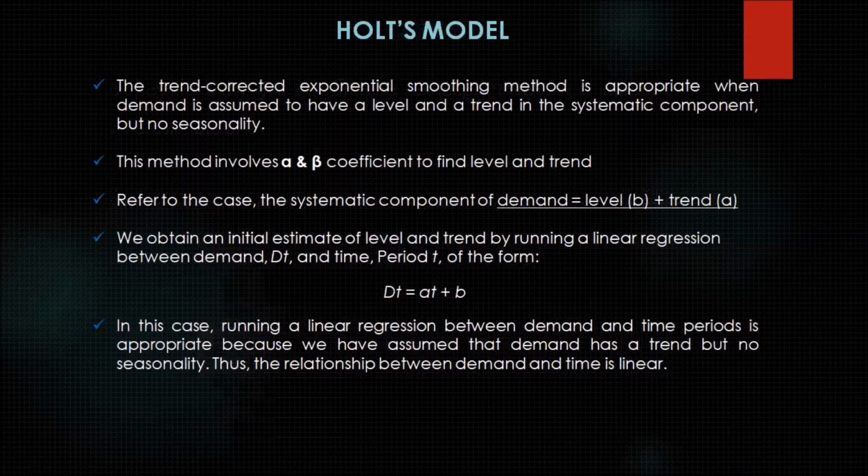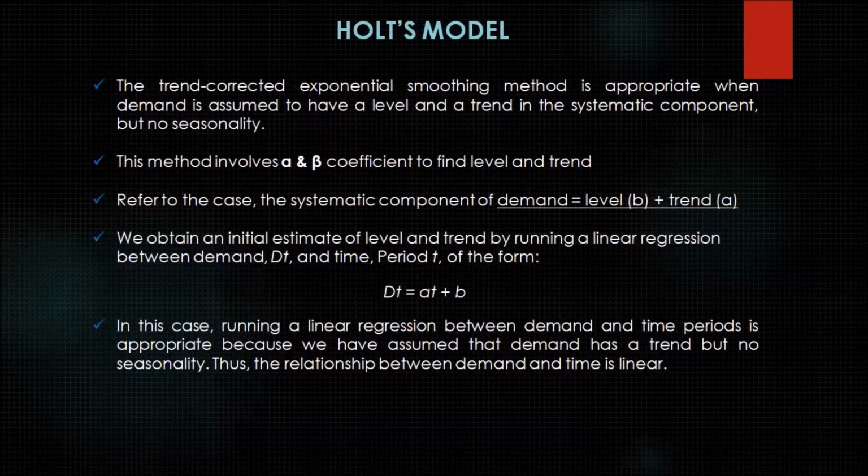So now we move on to Holt's model. First, the trend-corrected exponential smoothing method is appropriate when demand is assumed to have a level and a trend in the systematic component, but no seasonality. This method involves alpha and beta coefficients to find level and trend. So the difference between Holt and the previous model is that there is level and trend.